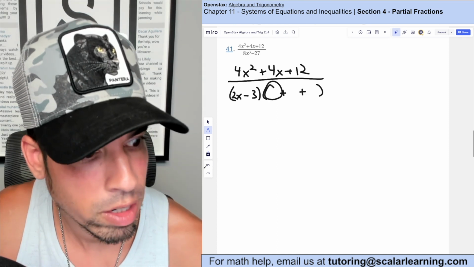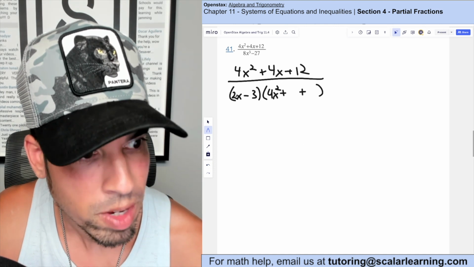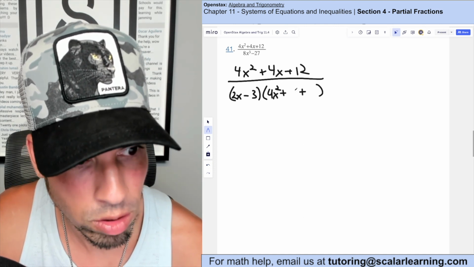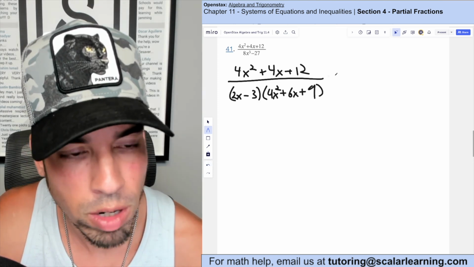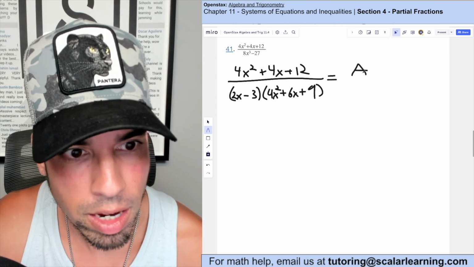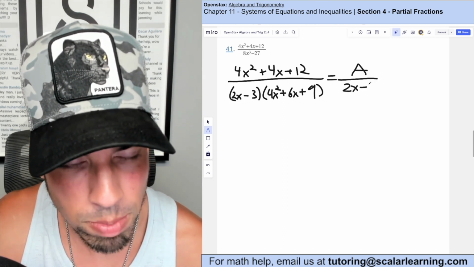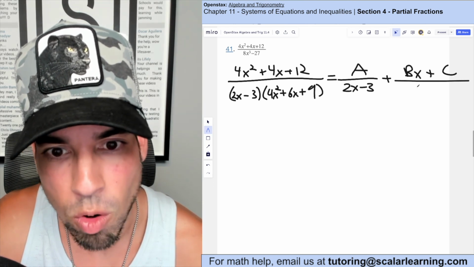And then over here is this first value squared, which is 4x squared. In the middle, it's the product of 2x and 3, which is 6x. And at the end, it's this squared, which is 9. Great. Now we can do our partial fraction decomposition. So we have A over that linear factor, 2x minus 3, plus Bx plus C over the quadratic.